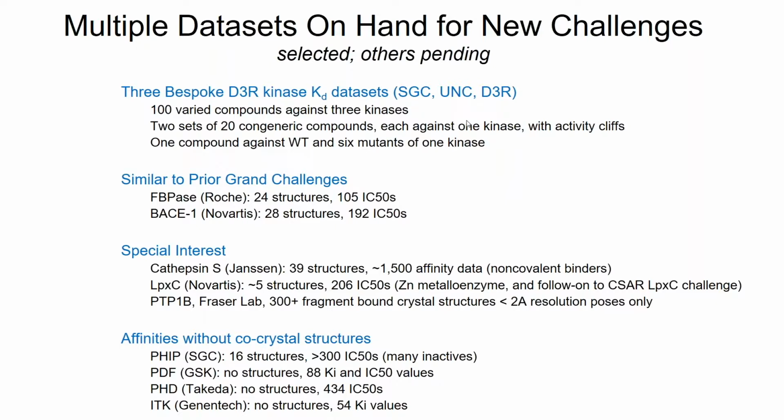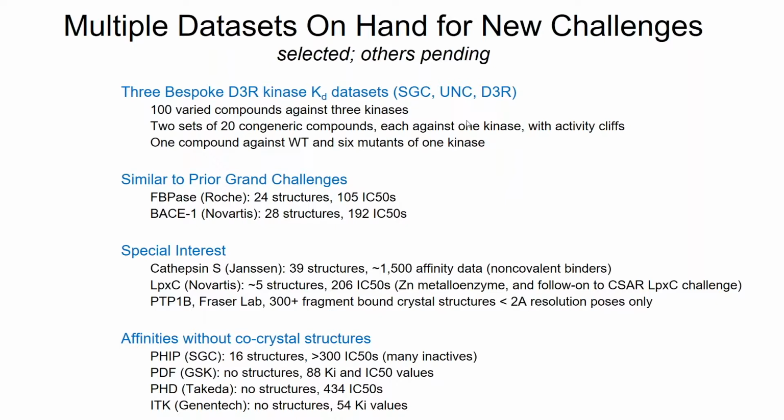We also looked at sets of congeneric compounds against one kinase where there are activity cliffs that needed to be accounted for. So there may be some interesting puzzles to look at. And then a smaller set of still one compound against a wild type and 6 mutants of one kinase. So maybe a bit of a small set, but sort of interesting to look at variations in the protein as well as the ligand.